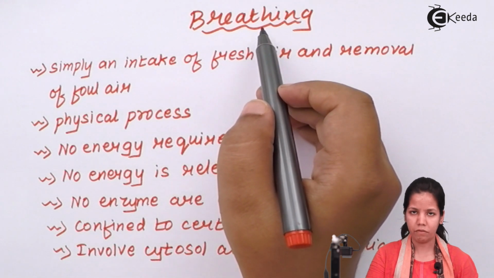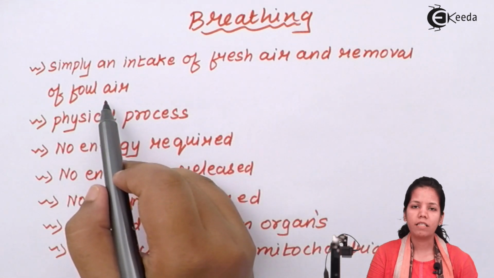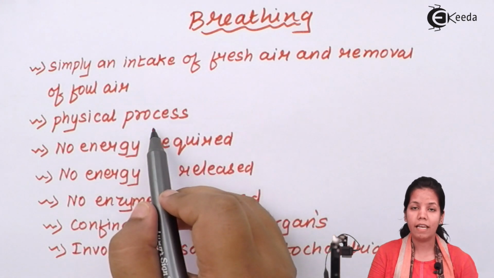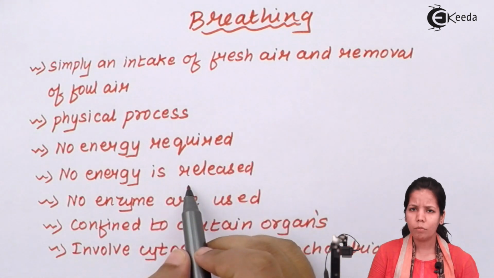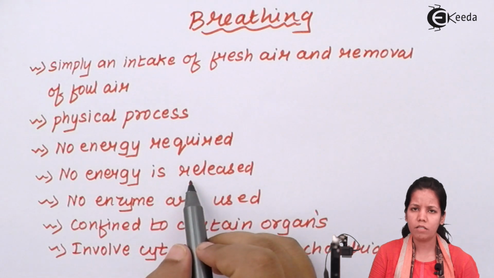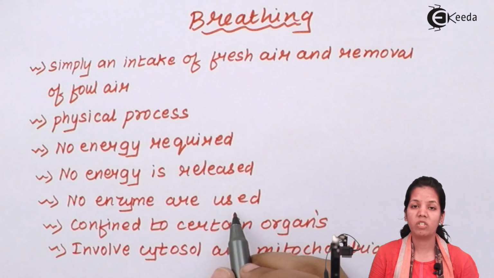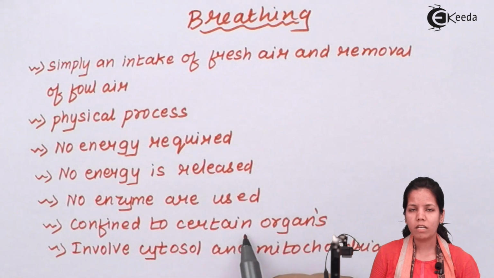So breathing can be simply defined as an intake of fresh air and removal of foul air. When I say foul air, it means carbon dioxide removal, obviously. It's a physical process. It is never associated with chemicals or biological material, which is biochemicals. Energy is never released during this process. Obviously, ATP is not formed during this process. There are no enzymes required for this process, as compared to respiration, which needs enzymes. Glycolysis and the electron transport system, which are all included in respiration, will need a number of enzymes like isomerase, kinases, hydrolases, mutases, all of them. Breathing is always confined to certain organs.